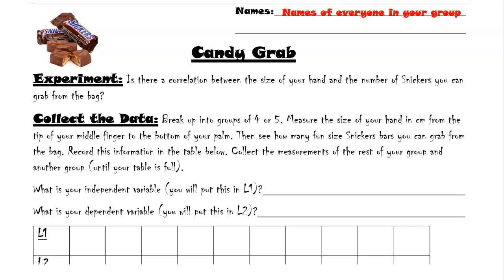All right, so after you get the readings from the 4 or 5 people in your group, then find another group right there around you and get their 4 or 5 readings. If you need to check with another additional group, then do that. But check with as many as you need to until your whole table is full with the measurements.